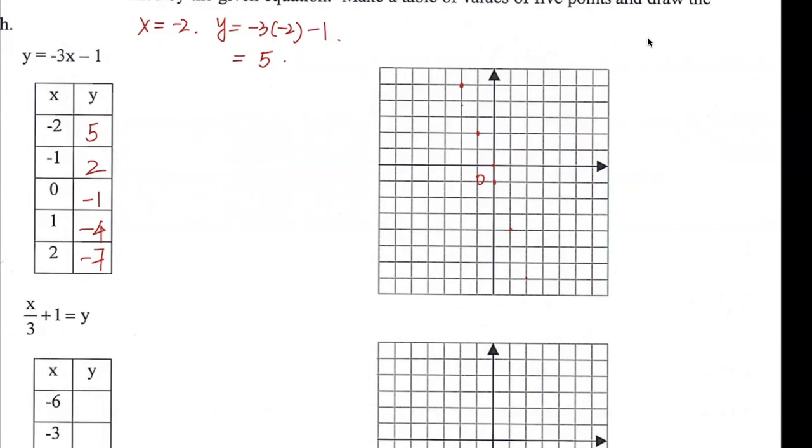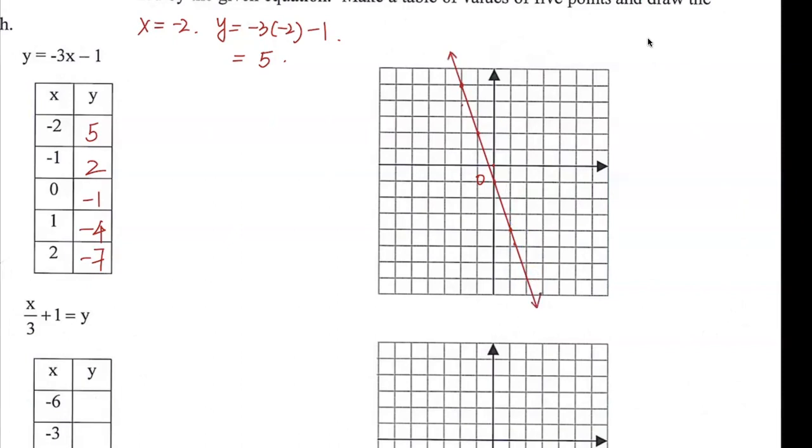So if we did the calculation correctly, when we join all the points, they should all be on the same straight line. Okay, looks like we did a good job. So see, this is the straight line we're looking for.